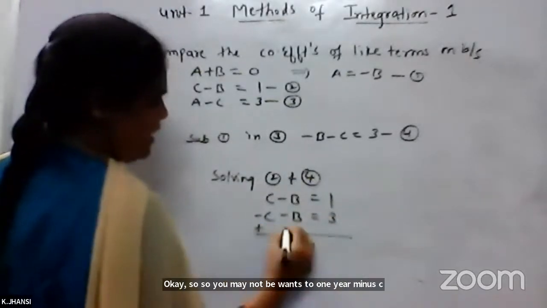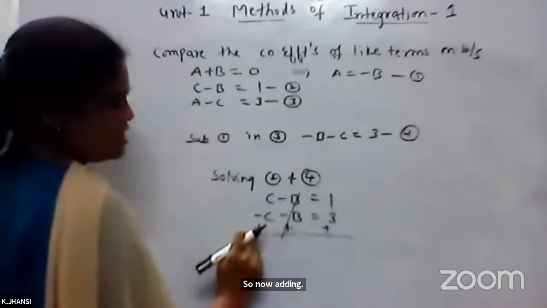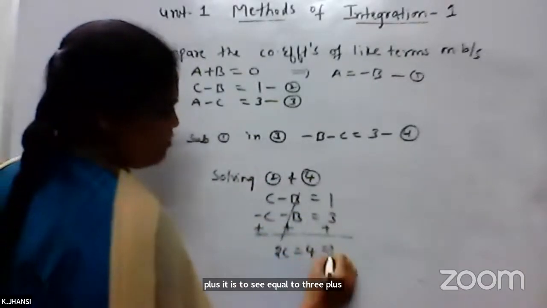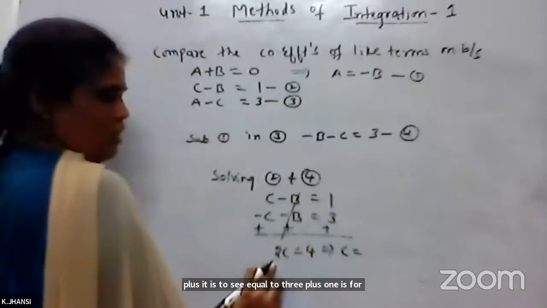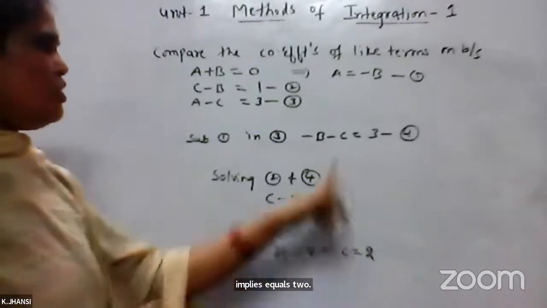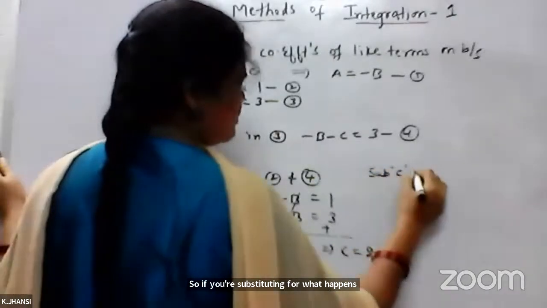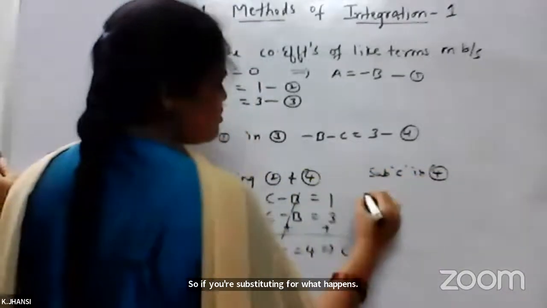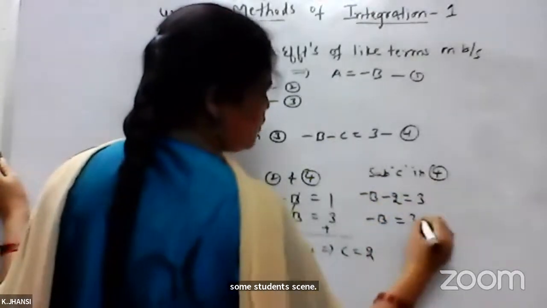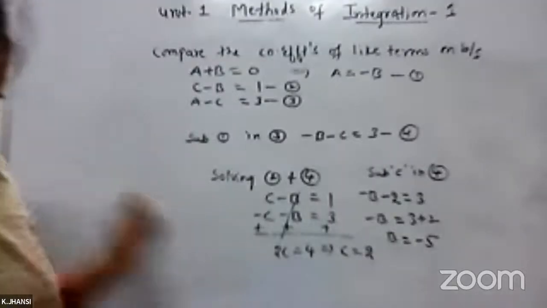Okay. So now adding. So this term both will get cancelled. So this is plus and plus. It is 2c equals to 3 plus 1 is 4, implies c is equals to 4 by 2, no? So it is equals to 2. We got c value as 2. So if you substitute in 4, what will happen? Substitute c in 4. So minus b minus 2 equals to 3, minus b equals to 3. If it will go that side, it is 2. That is b equals to minus 5.